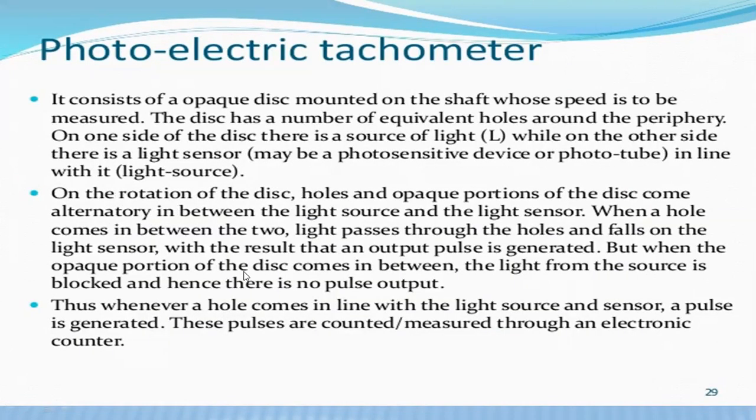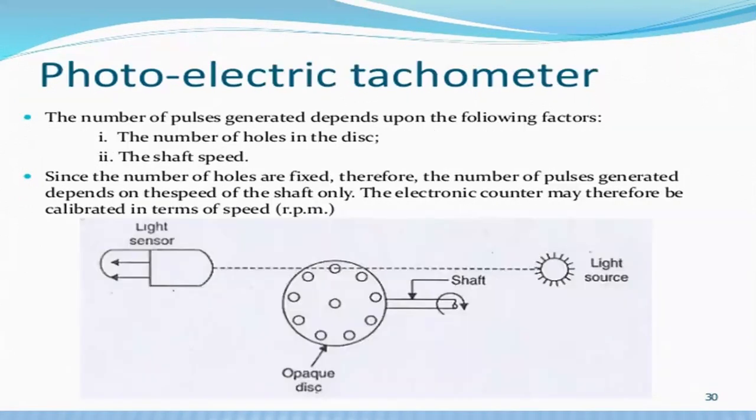Thus, whenever a hole comes in line with the light source and sensors, a pulse is generated. These pulses are counted or measured through an electronic counter. So in this photoelectric tachometer, the number of pulses generated depends upon the following factors: the number of holes in the disc and the shaft speed.